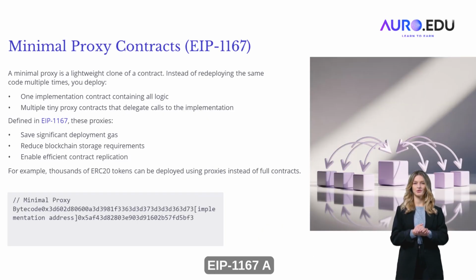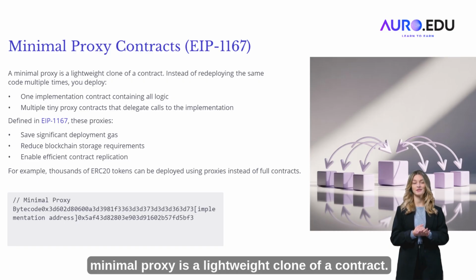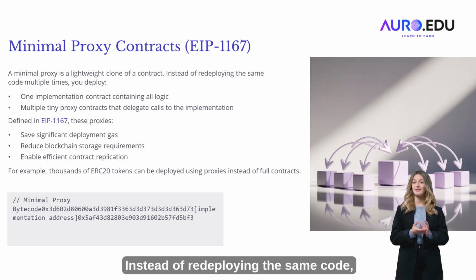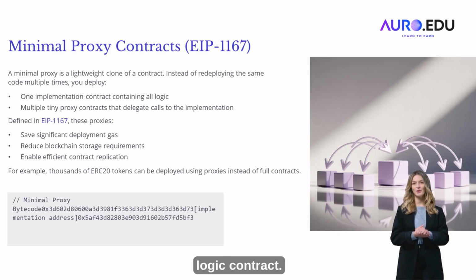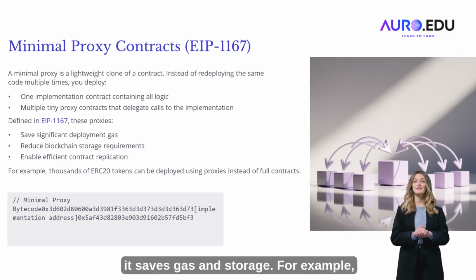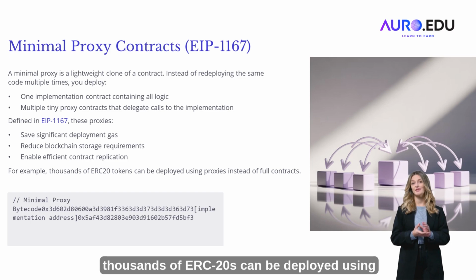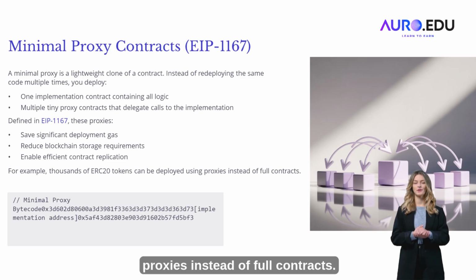Minimal proxy contracts, EIP 1167. A minimal proxy is a lightweight clone of a contract. Instead of redeploying the same code, you deploy a small proxy pointing to one logic contract. Defined in EIP 1167, it saves gas and storage. For example, thousands of ERC20s can be deployed using proxies instead of full contracts. It's like reusing a template.